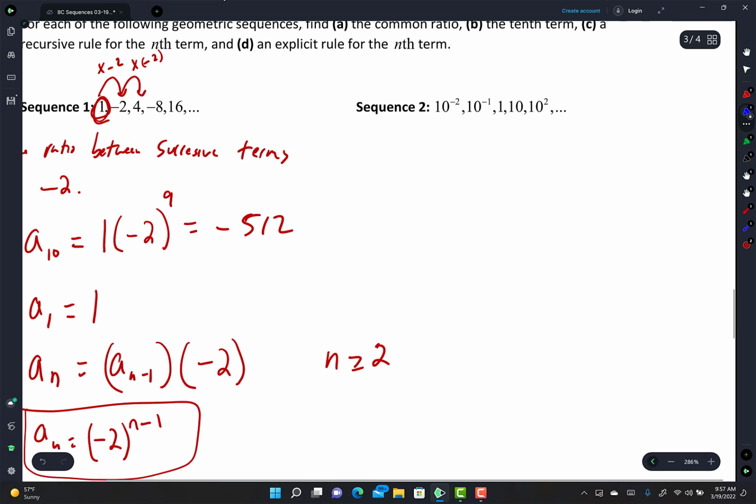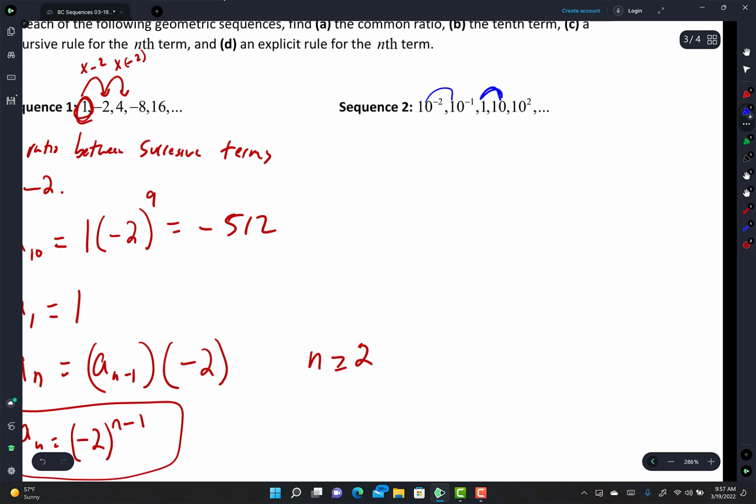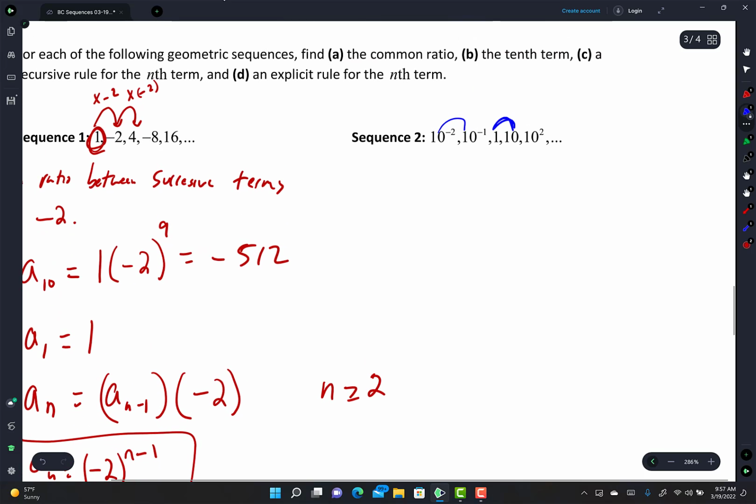All right. In case you are scared about this, just look at 1 and 10 here. What do you notice, guys? Times 10. So letter A, we're going to say the ratio between successive terms is 10. Grab some tacos.